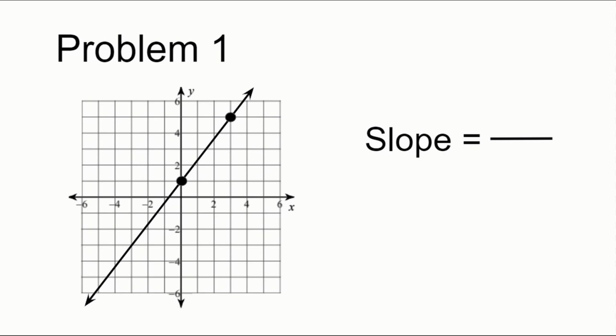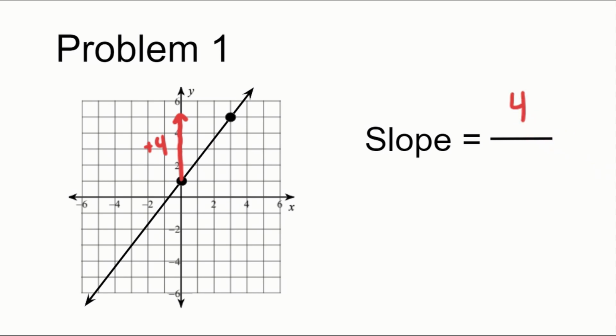Problem 1. Let's find the slope of this graph. First, let's look for the change in y. From one point to the next, what's the vertical shift? How much does it rise? This dot moves up 1, 2, 3, 4. So the change in y is plus 4. So 4 is going to be the numerator in our ratio.